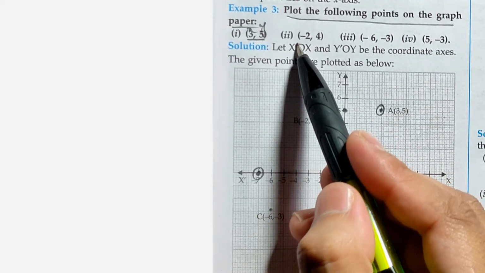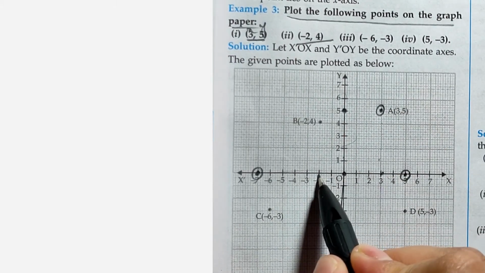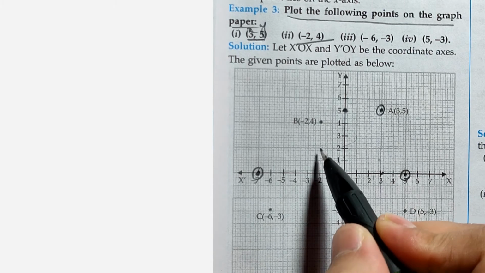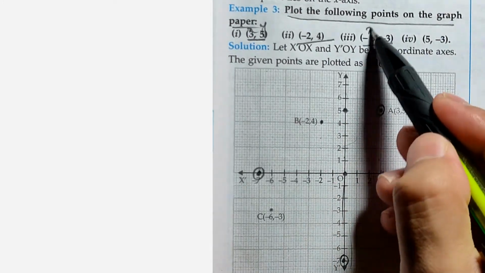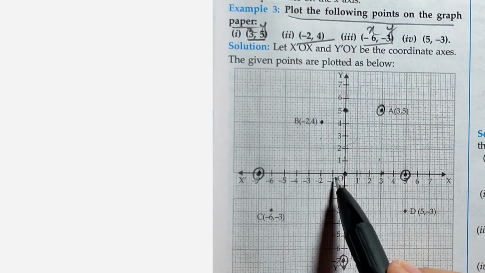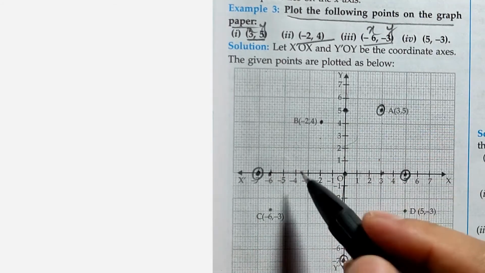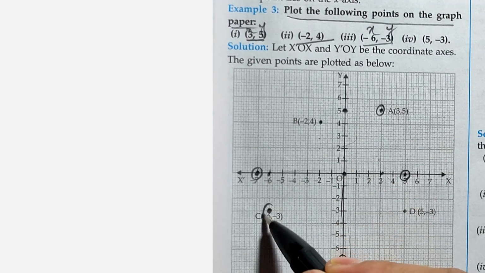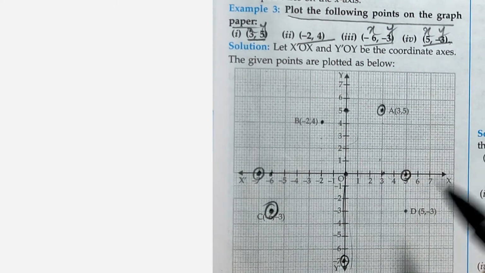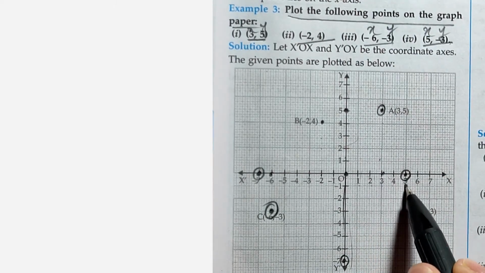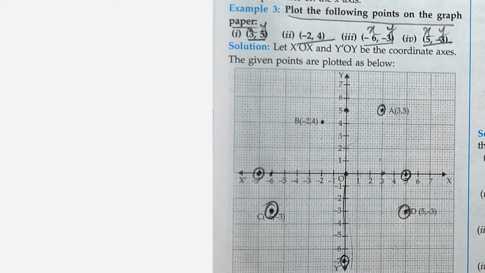Okay, let's do the second one. -2, 4. So -2 means -2, and 4, so positive, so up 1, 2, 3, 4 here. -6, -3. This is x, this is y. So -6 means -1, -2, -3, -4, -5, -6. So here, and -3 means down, so this is my point. 5, -3. So again, this is x, this is y, so 5 means 1, 2, 3, 4, 5 on the positive side, and -3 means down, so this is my point. It is as simple as that.